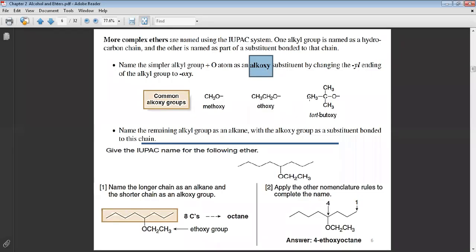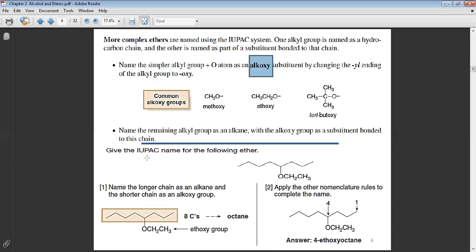Alkoxy substituent: by changing the -yl ending of the alkyl group to -oxy. That means like this, butyl will be butoxy, ethyl will be ethoxy, methyl will be methoxy. Okay, now name the remaining alkyl groups as alkane, and the big part will be just alkane, with the alkoxy group as a substituent bonded to the chain.